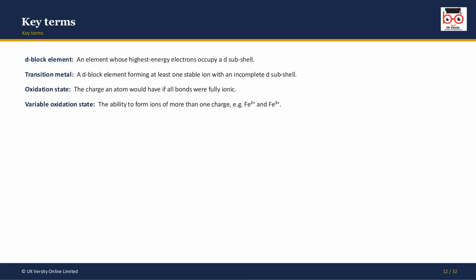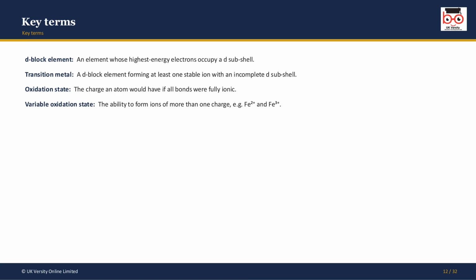A D block element is one whose highest energy electrons occupy a D subshell. A transition metal is more specific: a D block element that forms at least one stable ion with an incomplete D subshell.